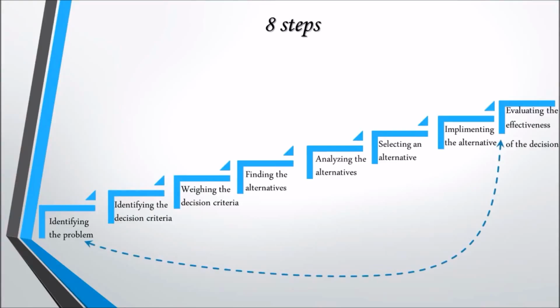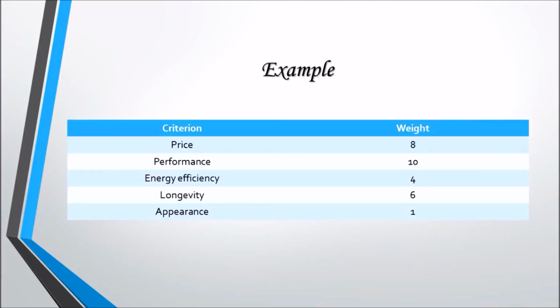Here is the 8-step model. First, you have to identify the problem. Then you have to identify the decision criteria, and then you have to weigh the decision criteria. Then you have to find the alternatives. Then you have to analyze them. Then you have to select an alternative. Then you have to implement it and evaluate the effectiveness of the final decision. If this fails, you have to go back to identifying the problem and seeing where you went wrong. I will be explaining this in more detail in another slide.